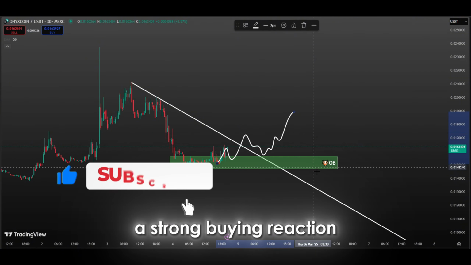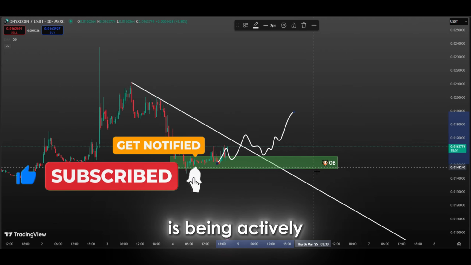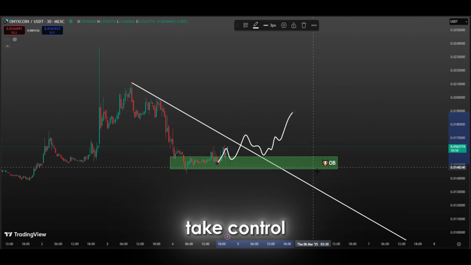If there is a strong buying reaction when the price reaches the bullish order block, it could indicate that this area is being actively defended and buyers are trying to take control. You see how many times it has reacted here.